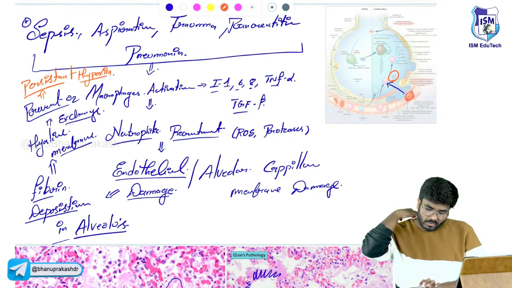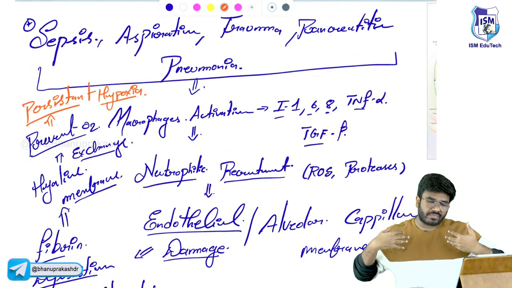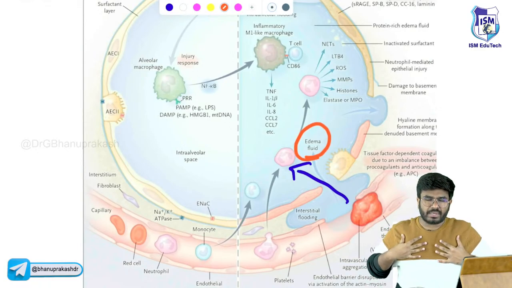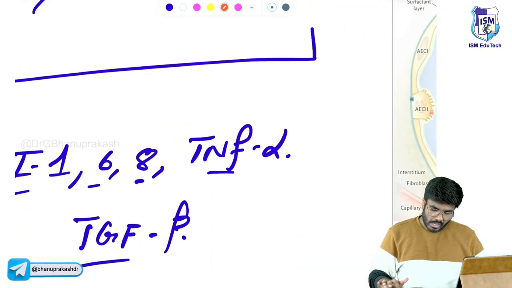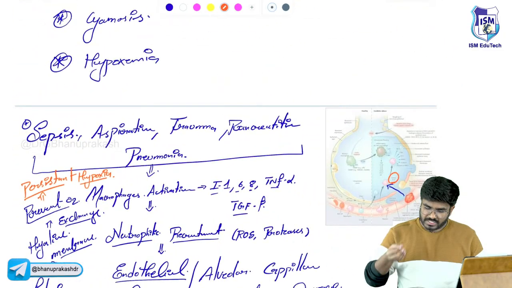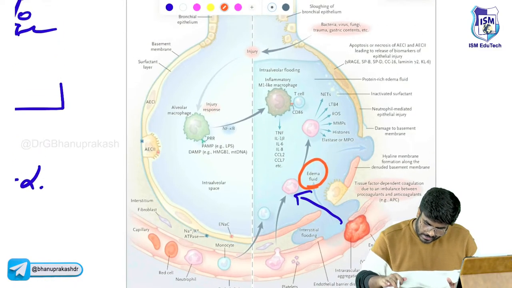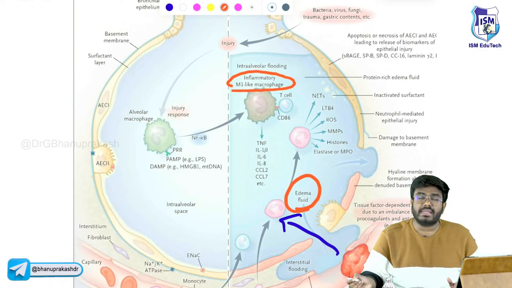Now, what are the points which I want you to know? Simple: there is sepsis, or say for example pneumonia, an infection in the lung, or there is some trauma to the lungs, or there is some aspiration into the lung. Now what happens first in the lung? Look, who is getting activated? Macrophages are getting activated first.